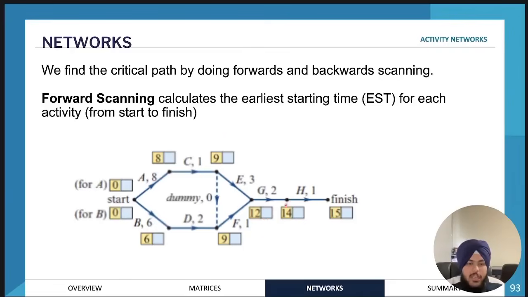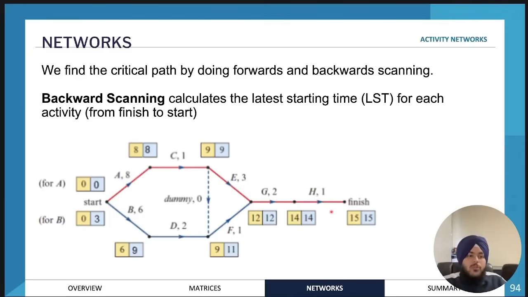And then H is going to be 14 hours, because activity G, which is 2 hours, must be completed before starting activity H. And then essentially we find the earliest finishing time, so 15 hours is the time it's going to take to complete the project.